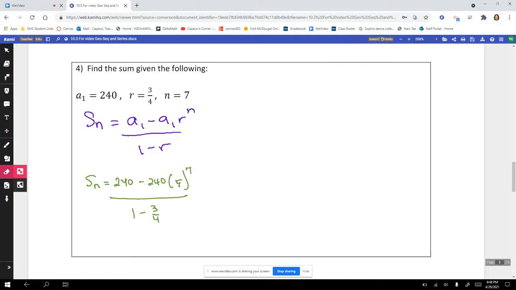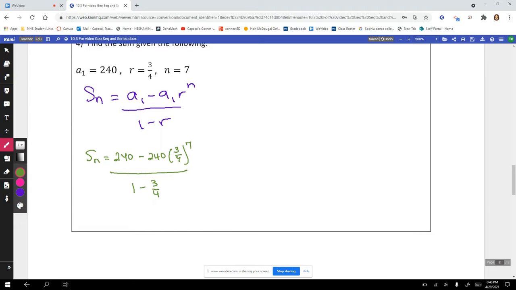Now again, you're definitely going to use your calculator on this one. So the easiest thing I think to start with is this right here, that's going to give me 1/4. So I'd use my calculator, figure out what the numerator is, and then divide that by 1/4, or you can even divide it by 0.25. And my final answer is 831.855. That's the sum.